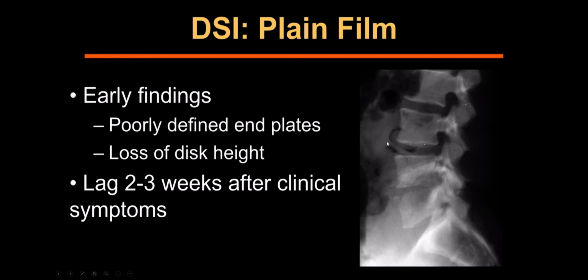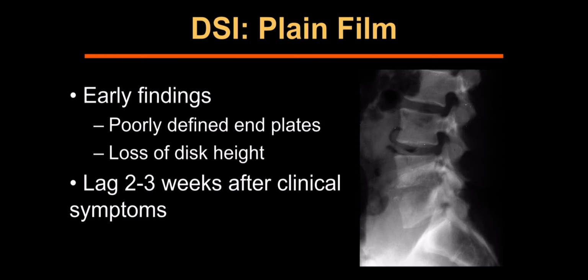You can see a nicely defined end plate here. You can see the sclerosis. You can see the sharp margins. You come down here and you've lost that. And you'll be able to see that on plain film. You'll be able to see that on CT. And I'm going to show you how you can see that on MR as well.